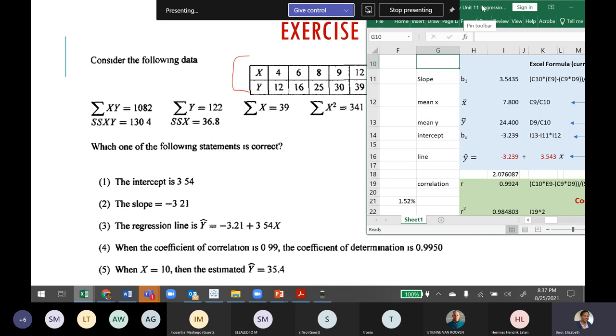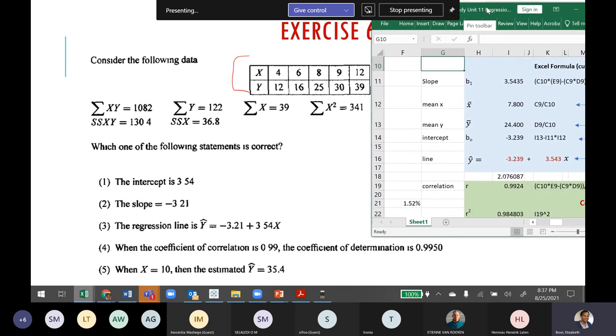This is exercise six. So Laleli says option 3 is almost correct. So let's see, the intercept is minus 3. We're looking for the correct answer. So that should be minus 3.2. And option 2, it says the slope. There is the slope. It should say 3.5. So they swapped the slope and the intercept around.